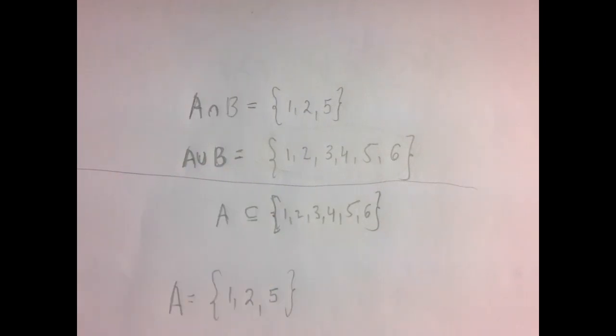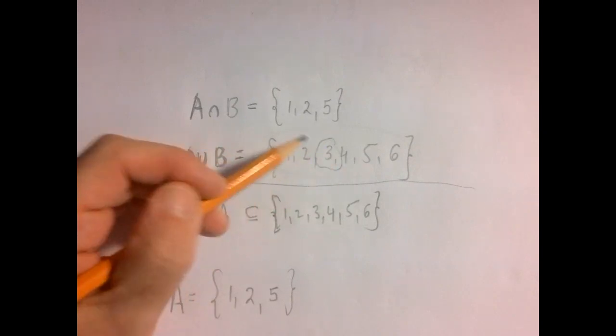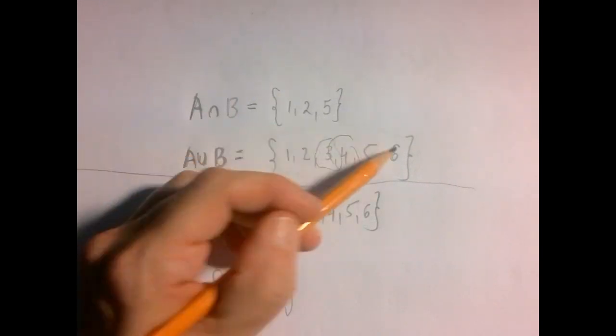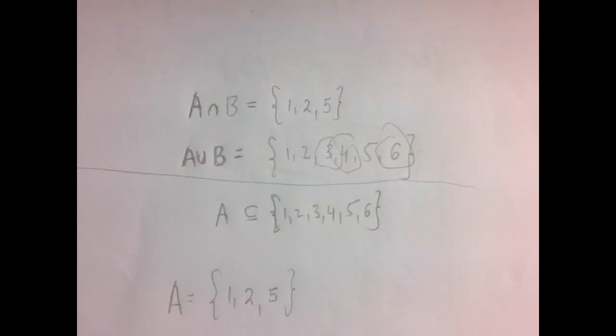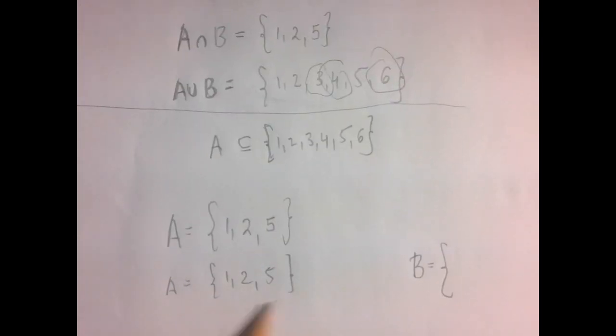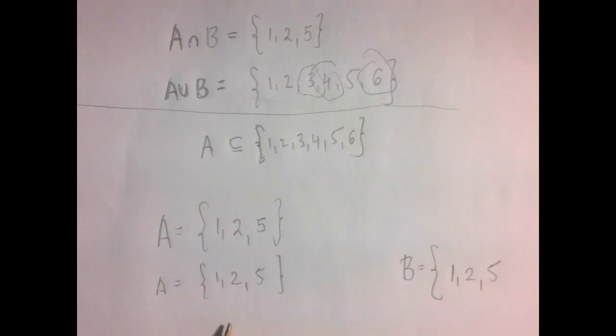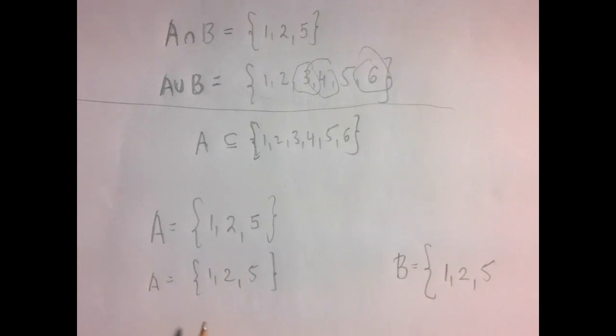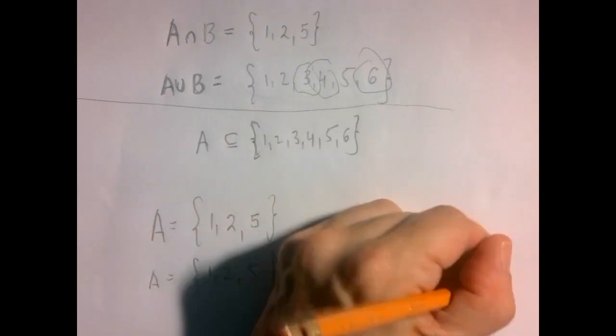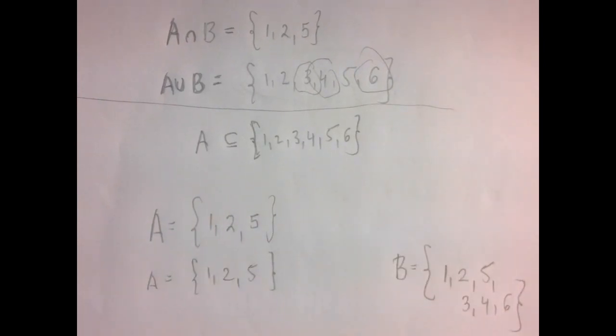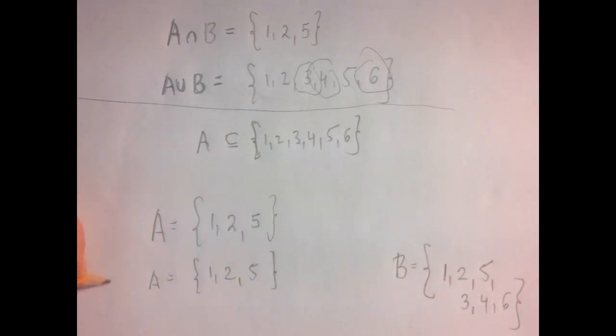And we know that the only things that we can add to this set are 3 or 4 or 6. So let's say A is just this set. That means that B must have 1, 2, and 5. And then for the union, because A doesn't bring in any of 3, 4, and 6, B would have to have 3, 4, 6. So that's one possibility, right?